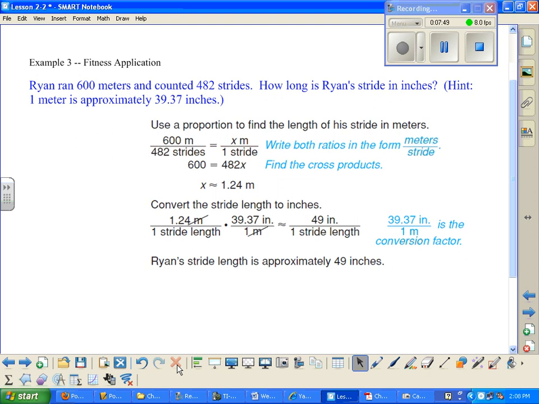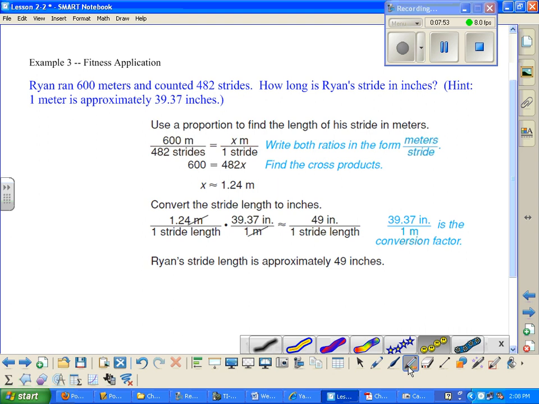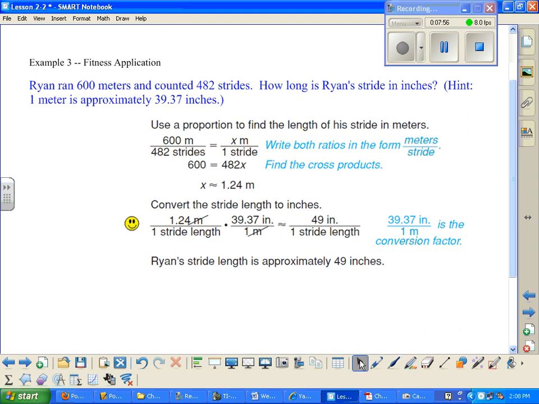Okay. So notice the conversion. Right? We have 1.24 meters for one stride here. And then we're multiplying it by 39.37 inches per meter. Notice, where are the meters at? In the numerator here, and then in the denominator there, so we can cancel the meters out so that we're left with inches when we're done. Okay.